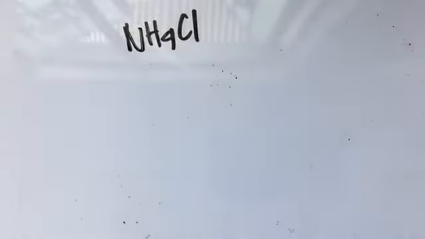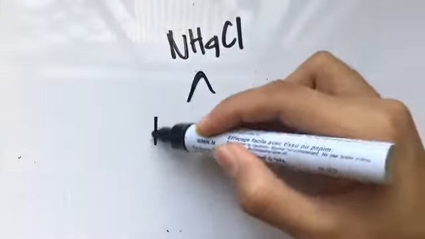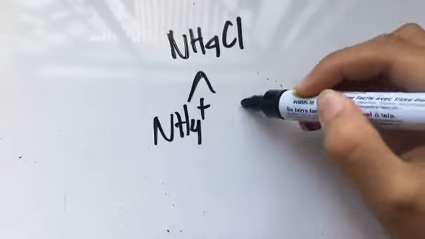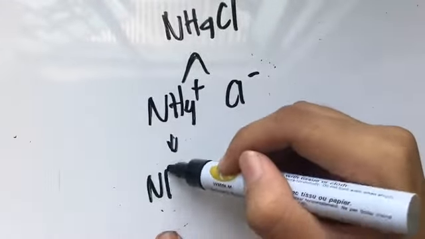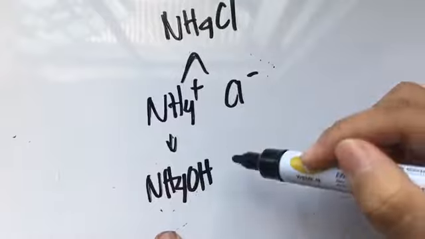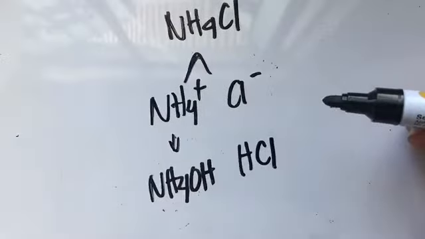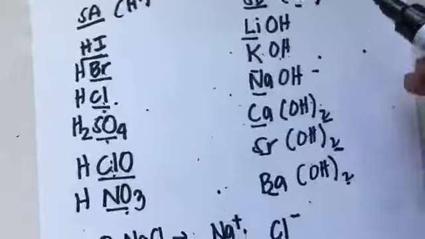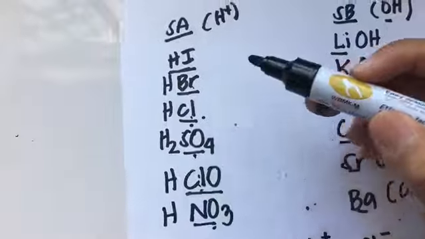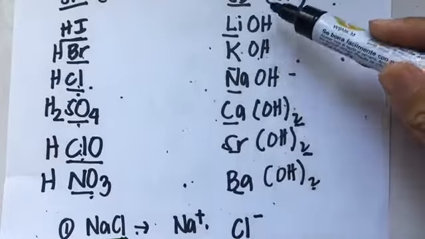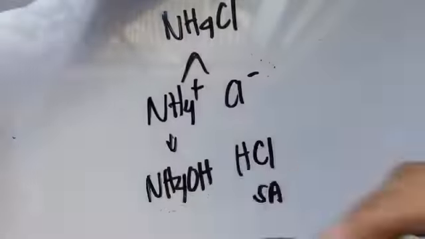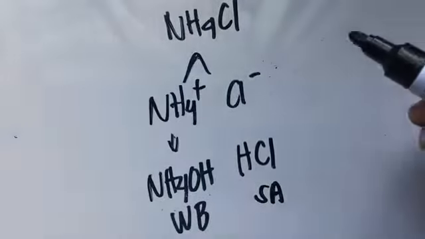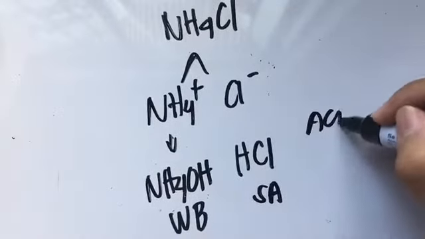ammonium chloride. So, this ammonium chloride can dissociate into an ammonium ion and chloride ion. Okay? And we all know that this came from ammonium hydroxide and this came from hydrochloric acid. In our mnemonics, hydrochloric acid is one of our strong acids, so this is a strong acid, but ammonium hydroxide is not one of the strong bases. So, ibig sabihin, this is a weak base.